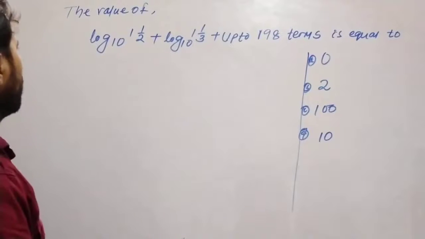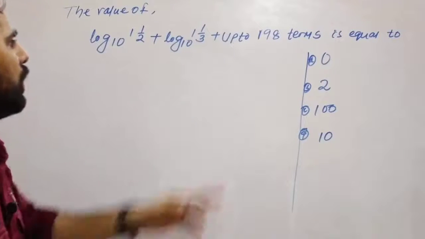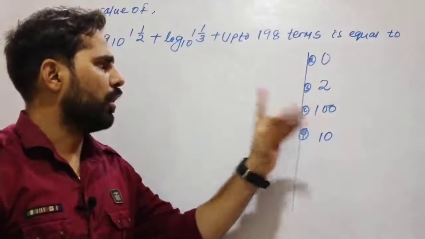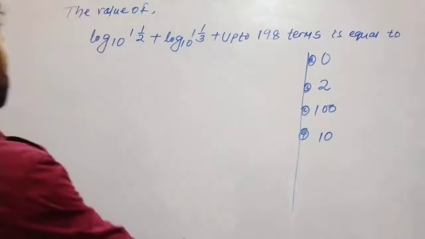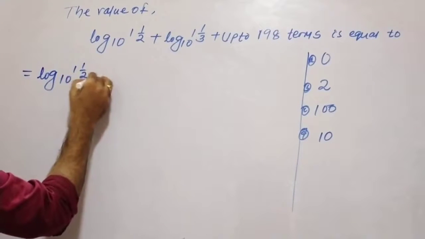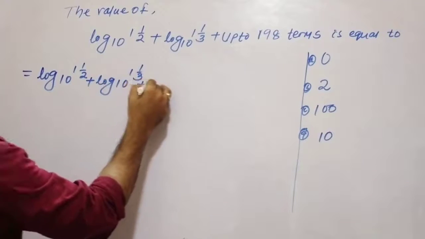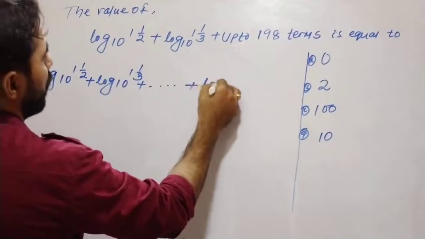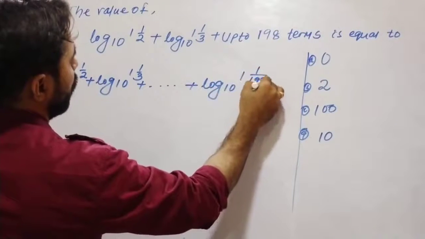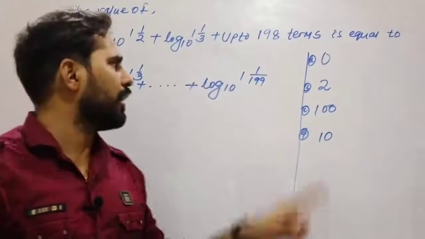Look here, another question is given. Log of 10 to the power 1 upon 1 by 2, plus log of 10 to the power 1 upon 1 by 3, up to 198 terms is equal to, options are 0, 2, 100 and 10. Look here how to solve. Log of (1 plus 1 by 2) plus log of (1 plus 1 by 3) plus dot dot dot plus log of (1 plus 1 by 199). The question says 198, but I take 199.